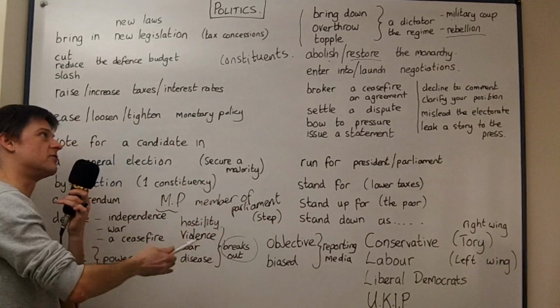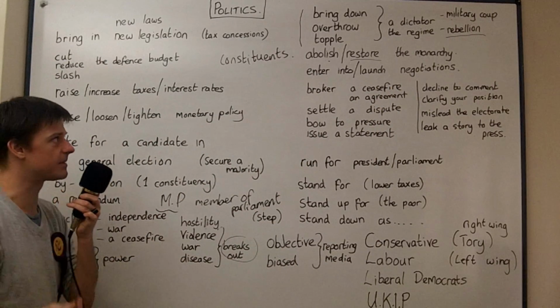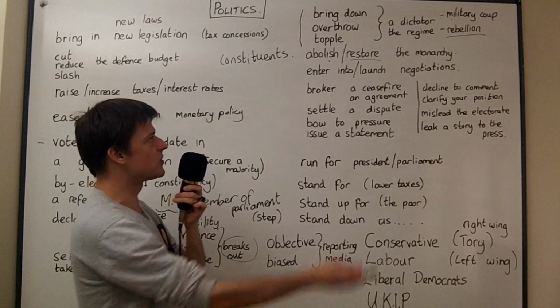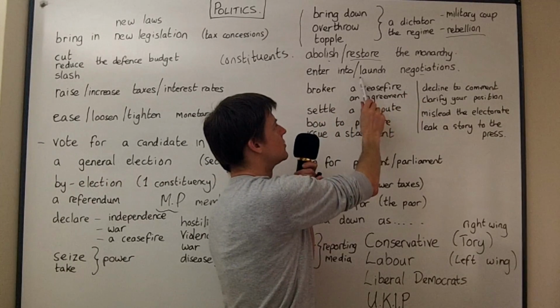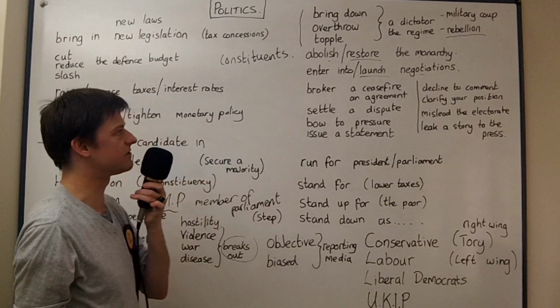If maybe you've already got rid of the monarchy, you could restore it. You could put it back in its place. Okay, you can enter into negotiations. You can launch negotiations. They collocate very well.